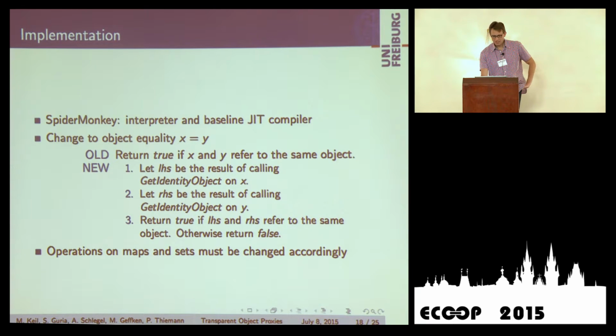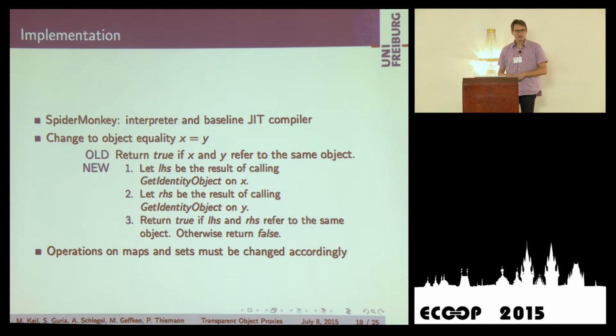So we had to change the definition of object equality, which is the seventh bullet point in the abstract equality comparison algorithm, which says return true if x and y refer to the same object. This has to be replaced by: get the identity object for x, get the identity object for y, and then return true if both of these refer to the same object, and otherwise return false.